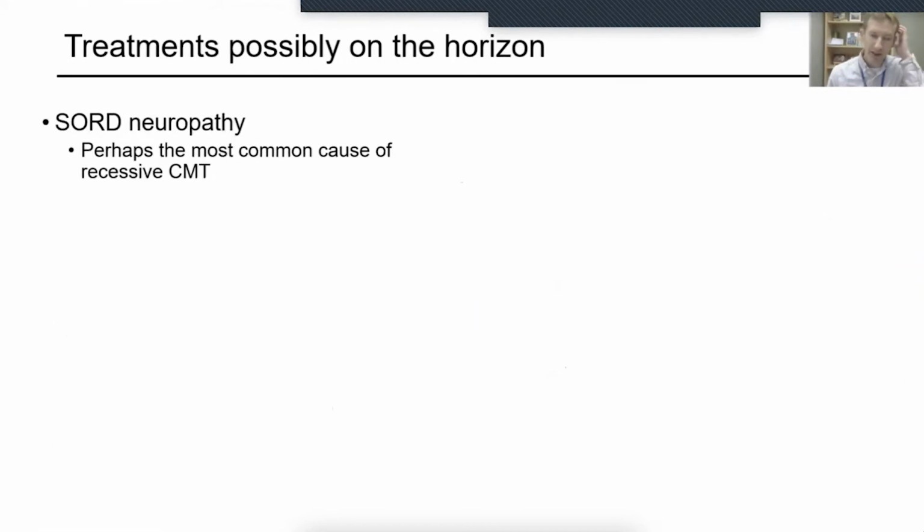And then the last story I wanted to tell is about SORD neuropathy. So this is a new form of neuropathy that was discovered within the last year or so, but it actually turns out to be probably the most common form of recessive neuropathy. So it had escaped our notice for interesting genetic reasons, but it was recently discovered by Stefan Zuchner's group in Miami.